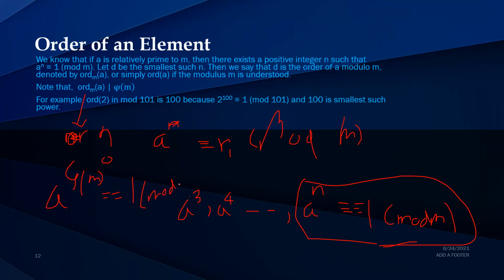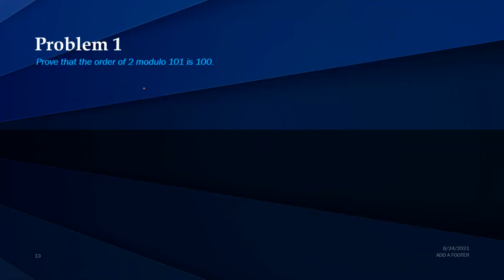Now let's do some questions on that. We have to prove that the order of 2 modulo 101 is 100. So we have to prove that 100 is the least positive integer. You know that 2 raised to 100 is congruent to 1 mod 101. So if you prove somehow that 2 raised to 50 is congruent to minus 1 mod 101, this also means that the order is divisible by this.